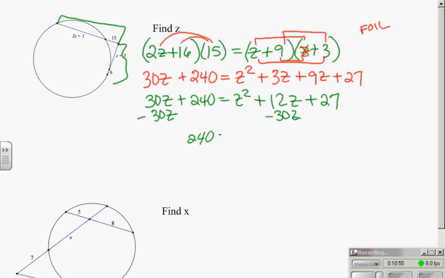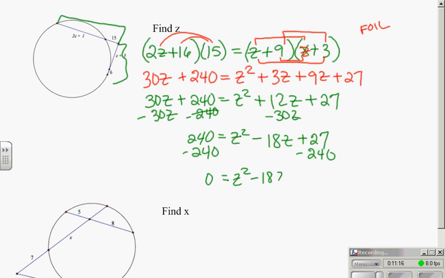I don't know how to solve things when I have a z and a z squared, so I'm going to subtract 30z from both sides. So I have 240 is equal to z squared minus 18z plus 27. And I'm going to subtract 240 from both sides. Get in my right row. And I'm going to have 0 is equal to z squared minus 18z minus 213.